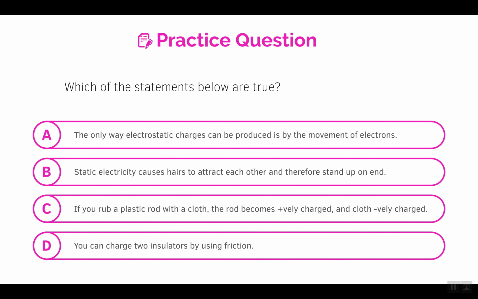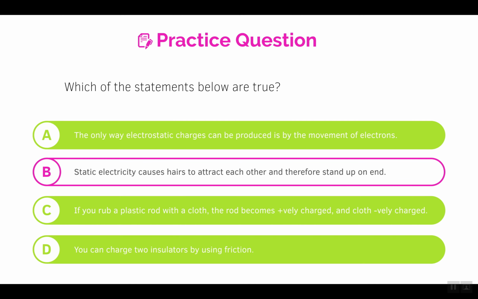Now let's try a practice question. Which of the statements below are true? All of them except B are true. B is not true because the hair strands will all have the same charge and therefore repel each other to stand on end. A is true since electrons can move but protons cannot.